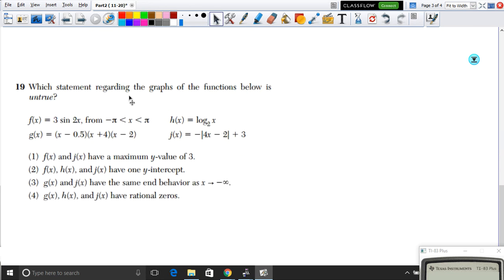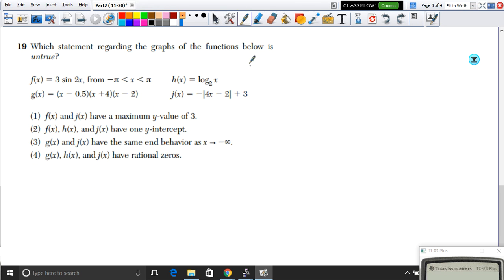Okay, so let's look at example 19 now. In example 19, it says, which statement regarding the graph of the function below is untrue? So pretty much we're looking for a false statement. Let's look at the options. We have f of x, g of x, h of x, and j of x.